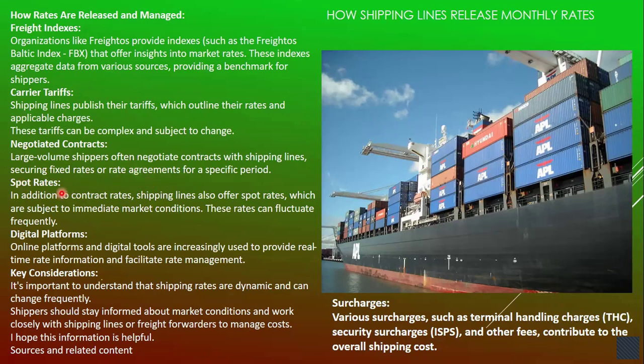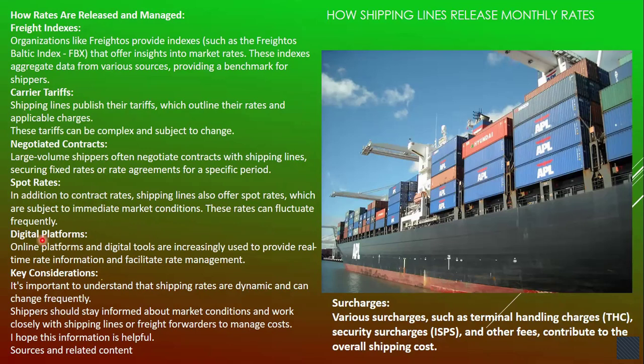Now, spot rate. In addition to contract rates, shipping lines also offer spot rates, which are subject to immediate market conditions. These fluctuate frequently. In a negotiated contract, the charges may be the same monthly, but a spot rate depends on the market, on supply and demand. How much demand is in the market, how much inventory is available; it depends on this. So this rate can fluctuate frequently.